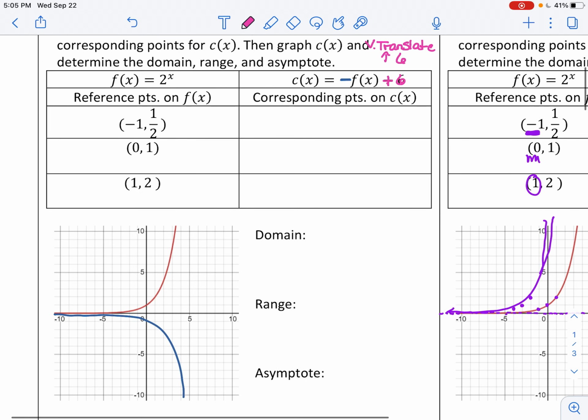So I could picture this blue graph that I had down here. Currently it's down here at -1. I'm going to move it up 6. Any point that was down here will be moved up 6. So I get this kind of shape. So that's for the graph of it.